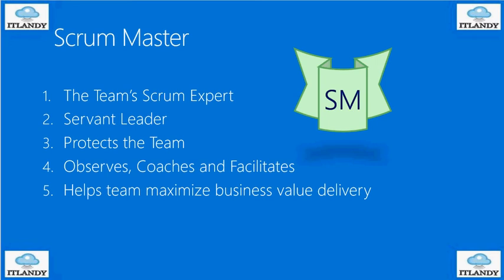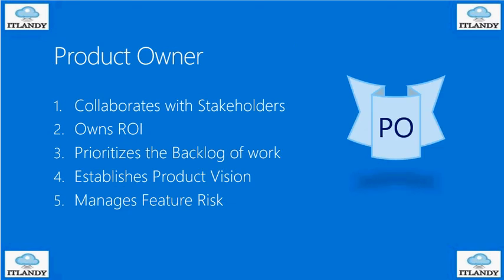Next is, who is the product owner? A person who establishes the vision, the product vision, optimizing the business value, represents and manages stakeholder interest, owns the product backlog, and monitors the project against goals and milestones investment. So the collaboration with stakeholders, owns the backlog, prioritizes the backlog of work, establishes the vision, and manages feature risk. So this person is so important, okay?